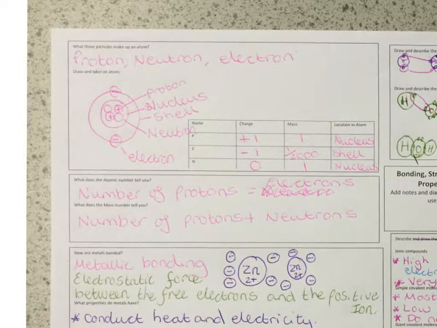What does the atomic number tell you? The number of protons. The number of protons equals the number of electrons, so if it is an atom, you've got an equal number of protons and electrons. What does the mass number tell you? The number of protons plus neutrons, so what is in your nucleus completely.